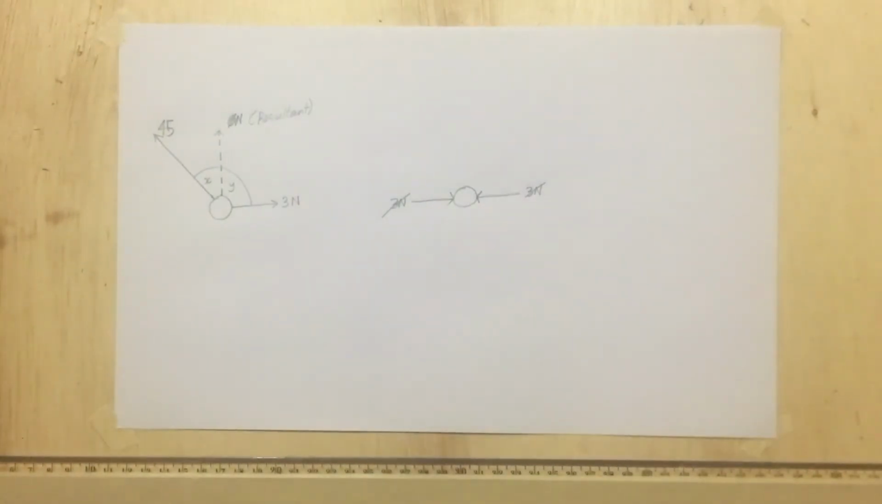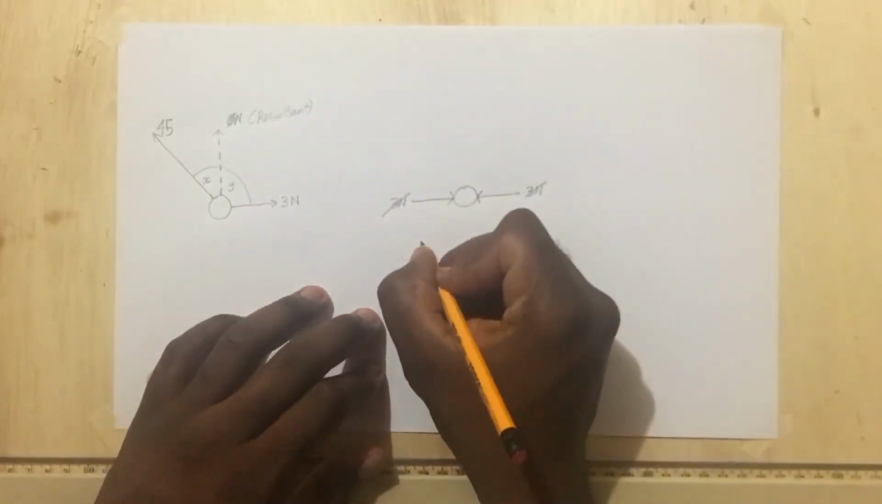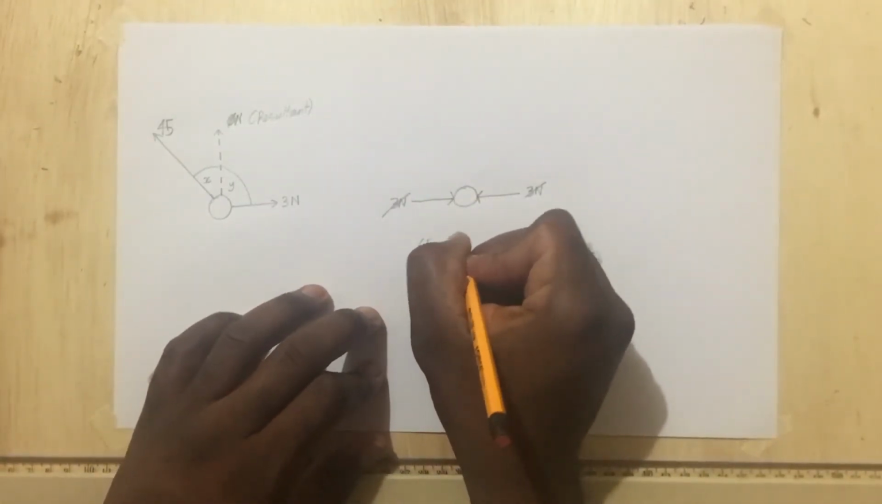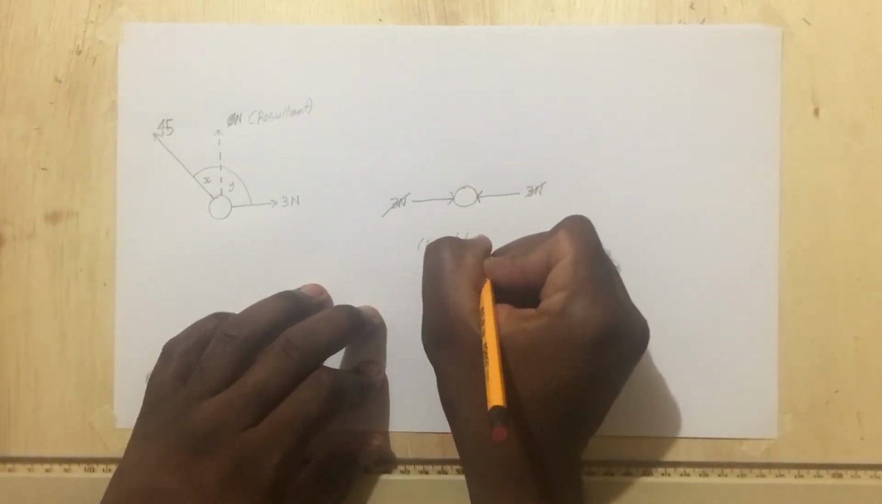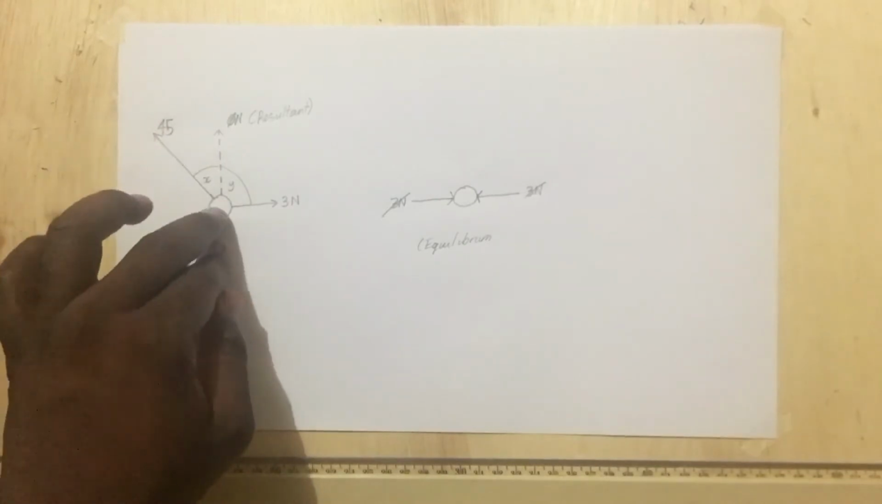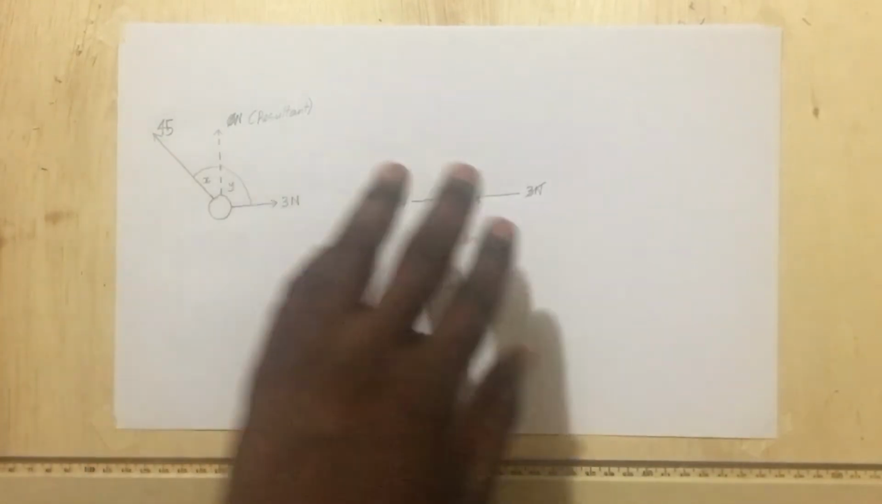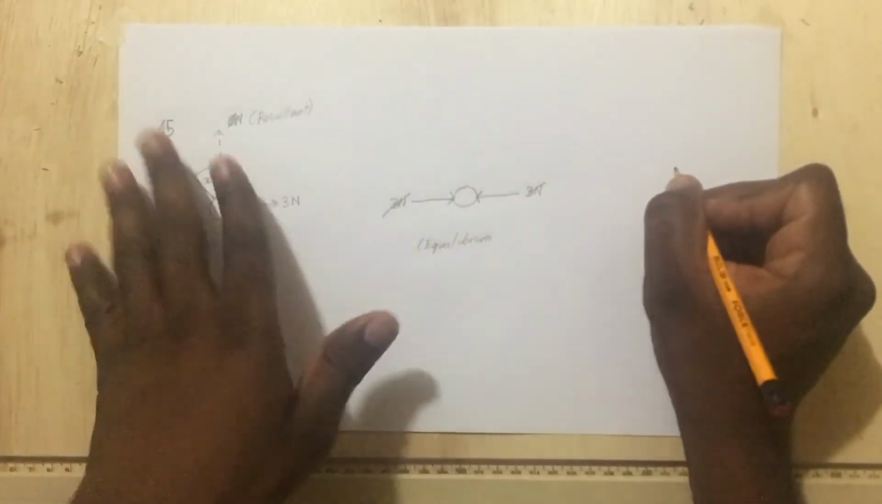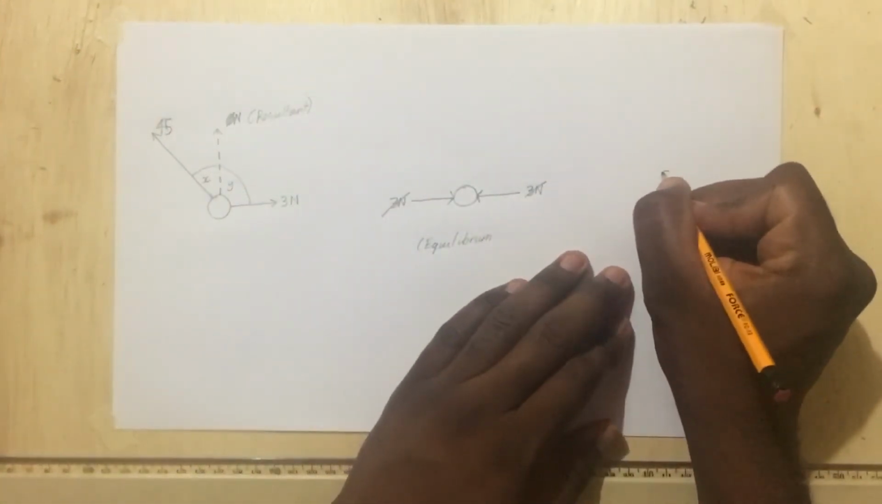Now, this body is in what we call equilibrium. All right. So this body over here is not in equilibrium. This body is in equilibrium. I'm going to reproduce this drawing over this side.